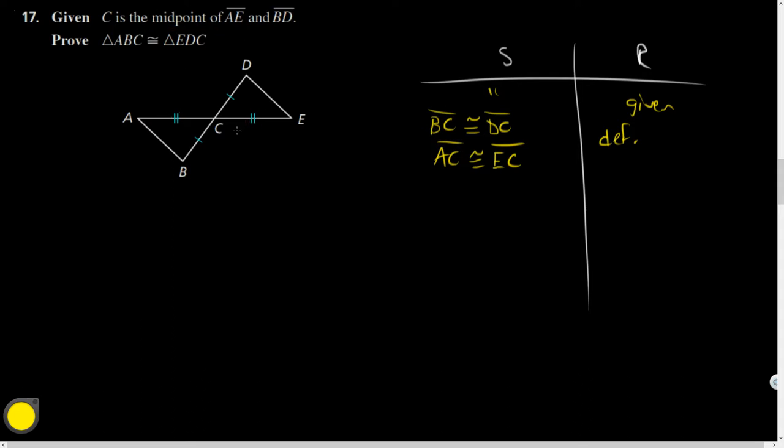They technically told me it was a midpoint and not a segment bisector. Def of midpoint right there. So I've got that. It's only pairs of sides, friends. What else?